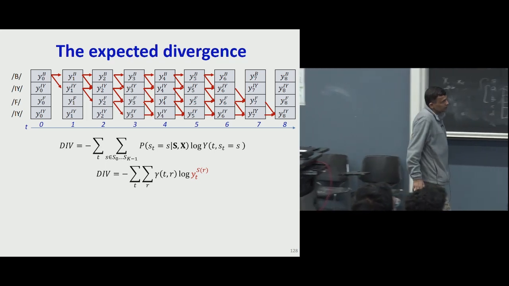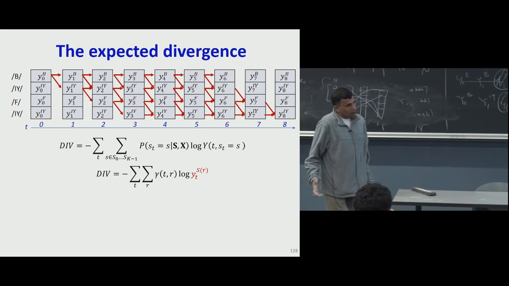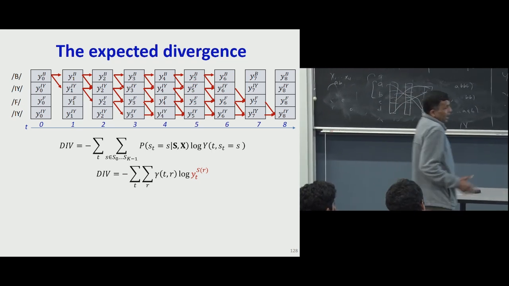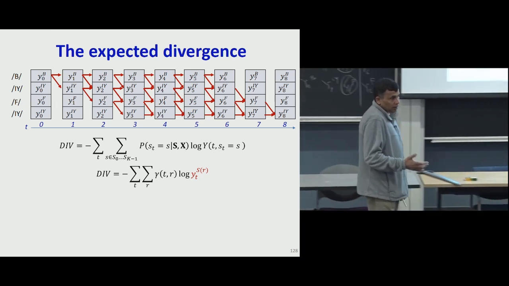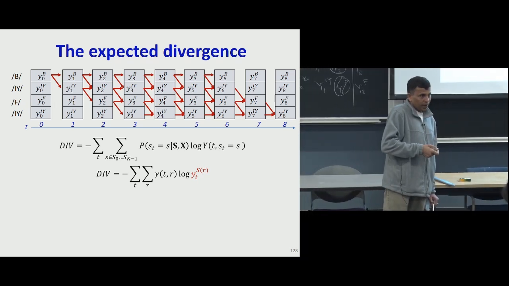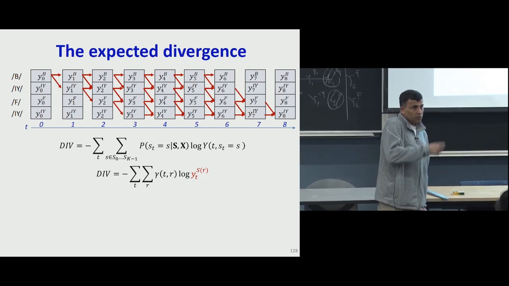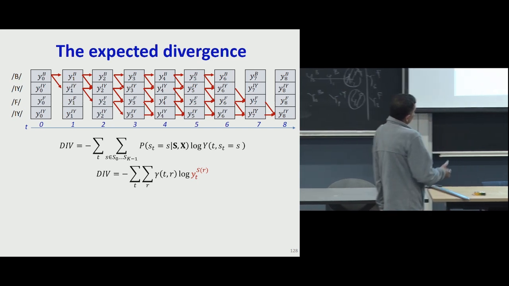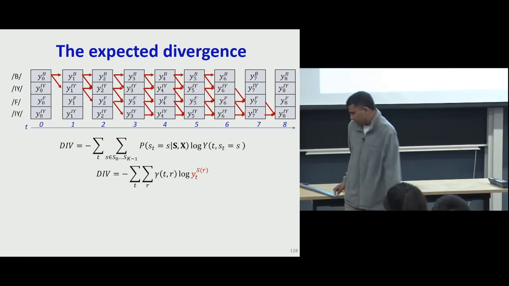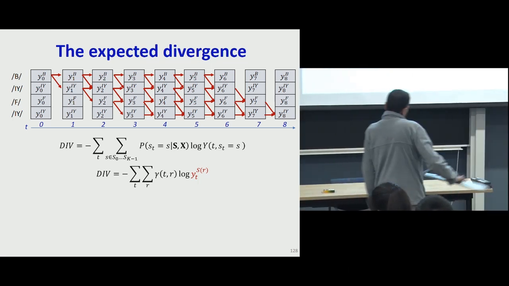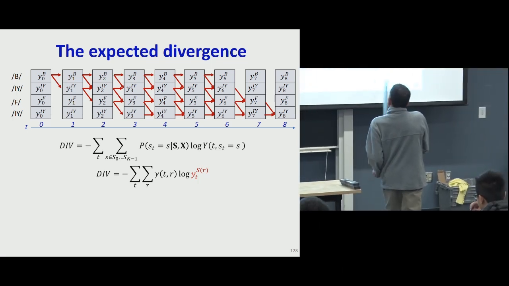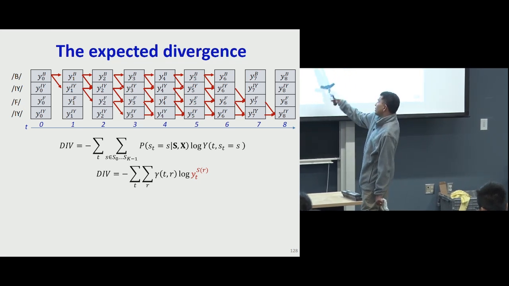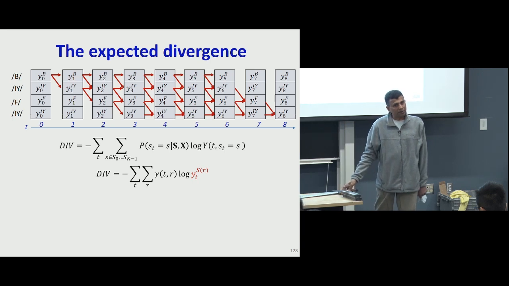The expected divergence was the sum over all time instants of simply the expected log likelihood for every symbol, where the expectation was taken over the posterior probability distribution. That simply works out to the negative weighted sum of the log likelihoods for every symbol at time t, where the weight itself is simply the posterior probability gamma, right?